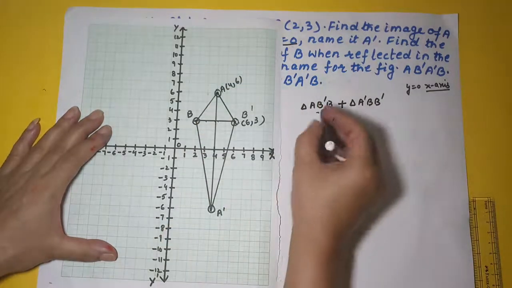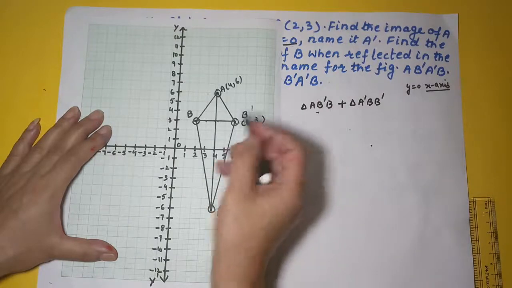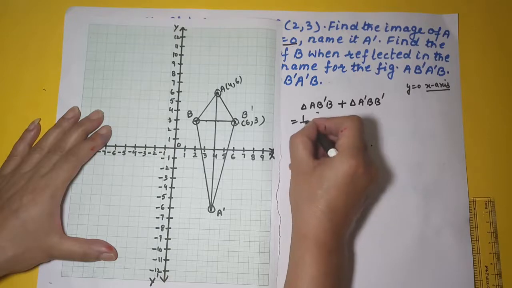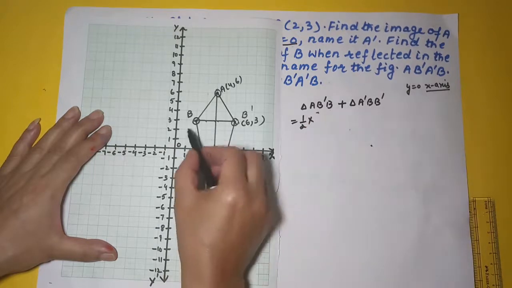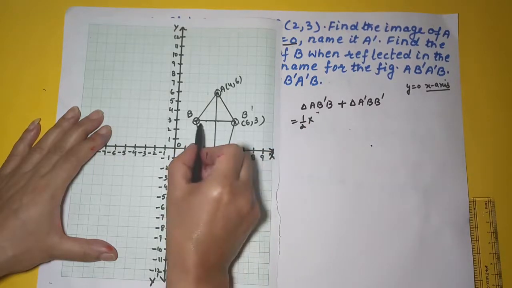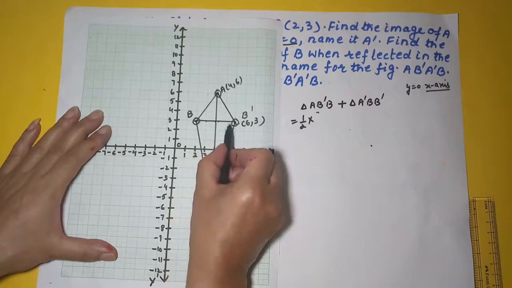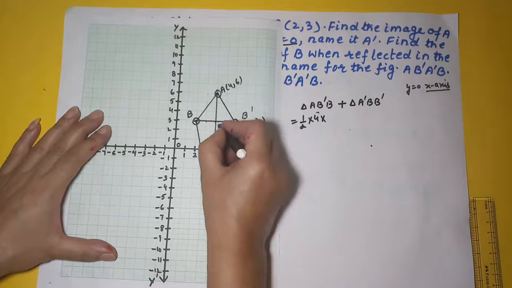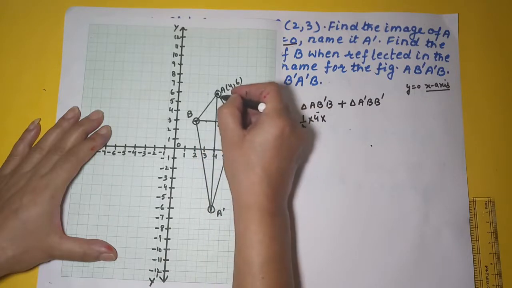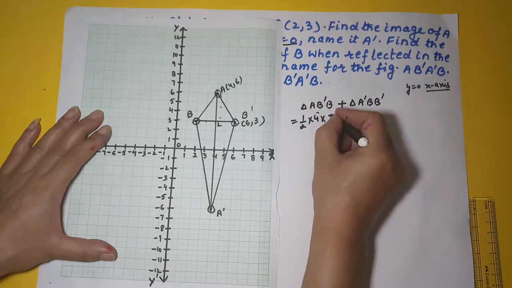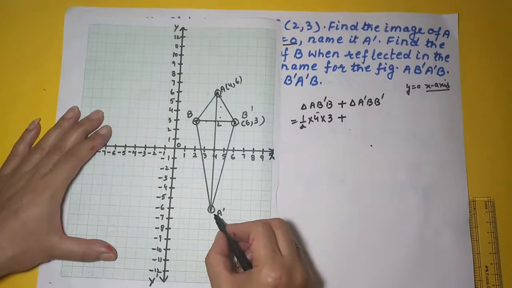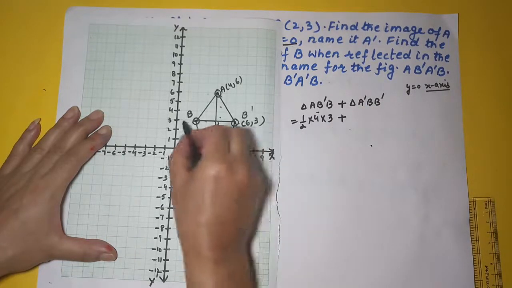So let's find the areas of these 2 triangles. First we will take A, B dash, B. So the area of this will be half into base. What is the base? BB dash. Let's count 1, 2, 3 and 4. 4 into height. This will be the height, right? Let this be L. So 1, 2 and 3. So 3.